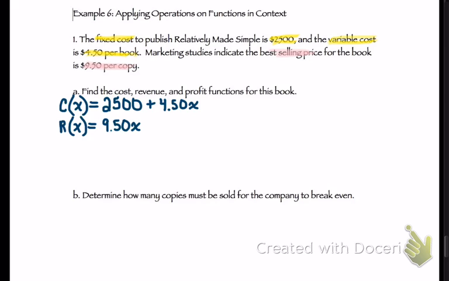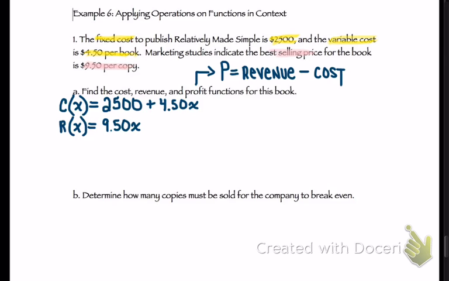So then to figure out the profit equation, well, I know for profit, we talked about it a little bit ago, I take my revenue, which is my income, minus my cost. So how much I make, I have to subtract off all of my expenses. Okay, that's how we make a profit.